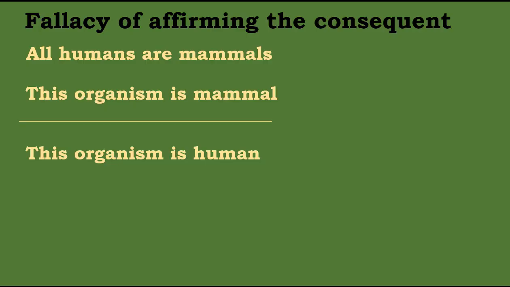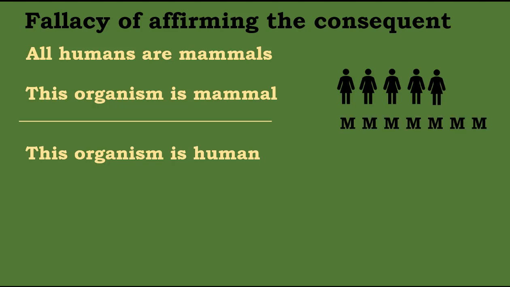So let's see why this is invalid. So all humans are mammals. This organism is a mammal, and the conclusion, this organism is human. So I'm going to show that it's not a valid argument. We've got all humans are mammals, same as before. Now this organism is a mammal. So we can put a dot there, and in this case this organism is a human as well.